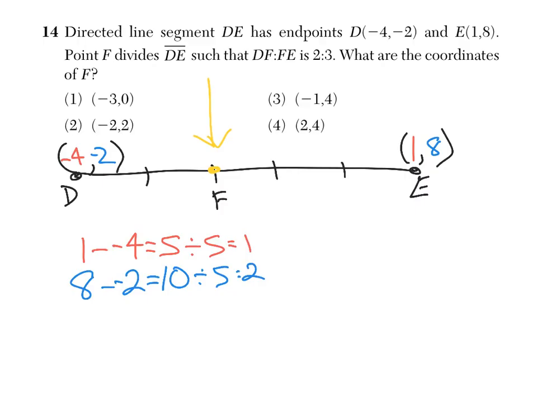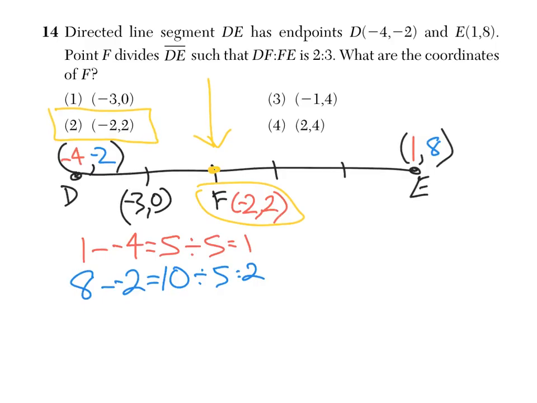Okay, so what does that mean? That means that this next coordinate right here, if it's increasing by 1 in x and 2 in y, is going to be (-3, 0). And then what is the next one? So if it's increasing by 1, F is going to be (-2, 2), and so on and so forth. So is (-2, 2) an option? It sure is. It's option number 2. And that, ladies and gentlemen, is the correct answer.